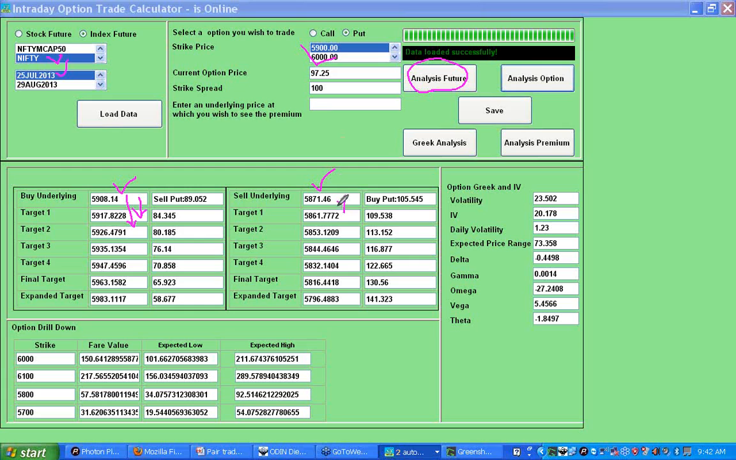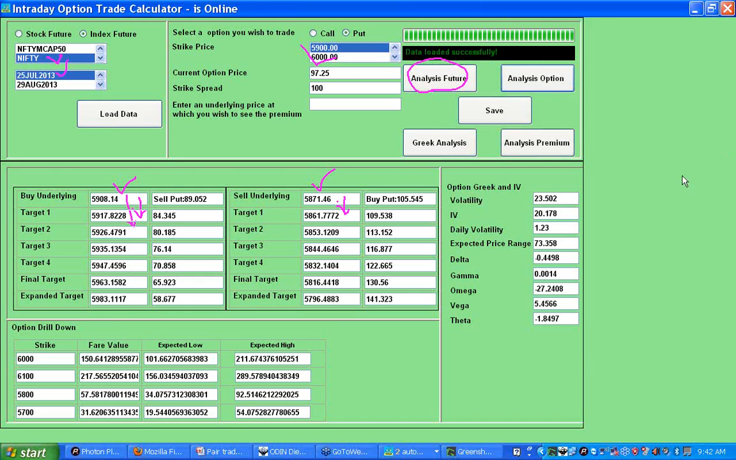Whenever we think the trend will break in the downside direction, we can think of buying the put option. You can think of August series, September series, whatever series you want. There are no restrictions in that. You can think of selling the options also.